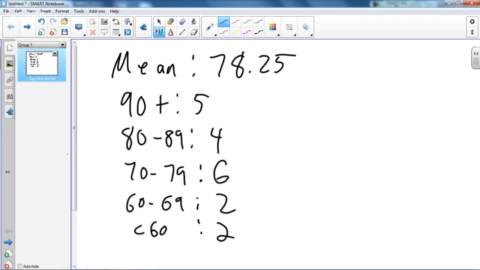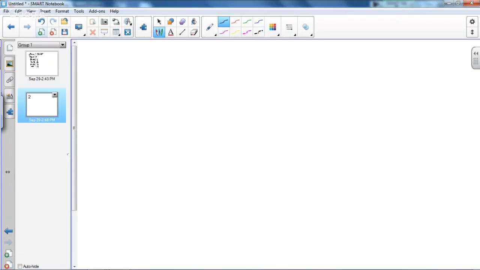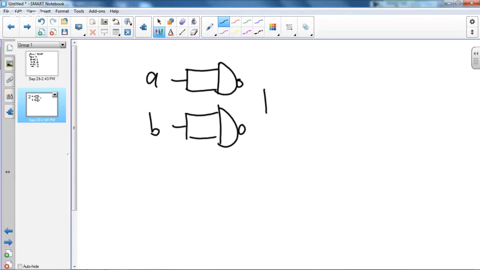First question, draw a truth table for an OR gate, create a circuit that implements an OR gate using only NAND gates. Basically looks like that. A number of people messed this up by implementing AND instead of OR. That was a common problem.